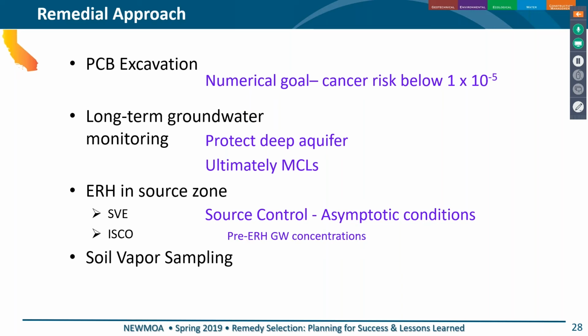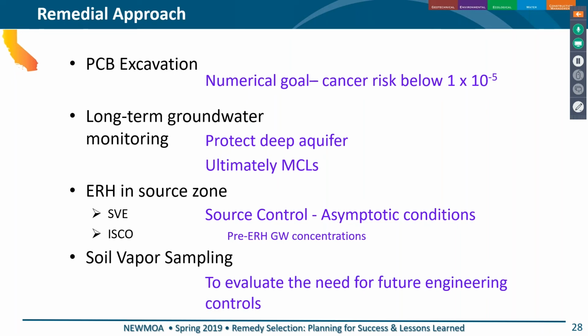And what I mean by that is, if the concentrations in the groundwater outside of the thermal treatment area were to increase, ISTT is going to be performed to deal with that. And like I said before, soil vapor sampling is actually in the remedy. What that was going to do is provide the basis for any future institutional or engineering controls.